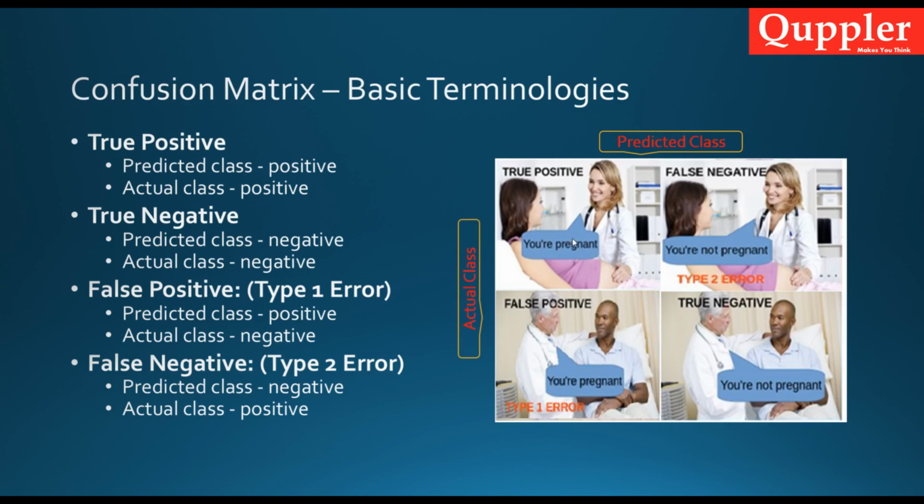For this scenario, if the doctor is saying this lady is pregnant, that is the case of true positive. If the predicted class is negative and the actual class is also negative, then we can term that as true negative. For this man, if the doctor says no, you are not pregnant, then that would be true negative.